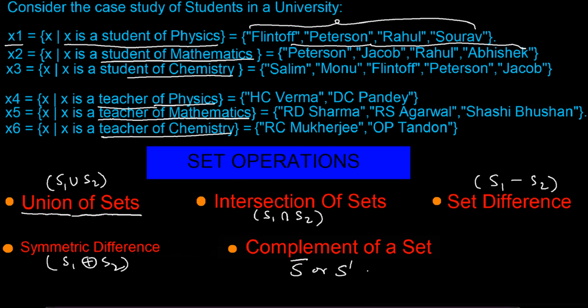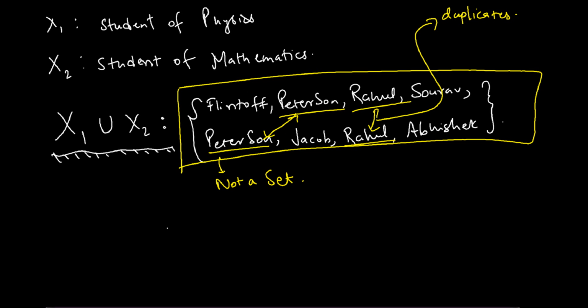And by just randomly looking at X1 and adding all the elements of X1, and looking at X2 and adding all the elements of X2 without even thinking that there might be common elements. So there might be some students who are studying physics as well as mathematics, so they are not going to be added twice in the union. You have to add only once.